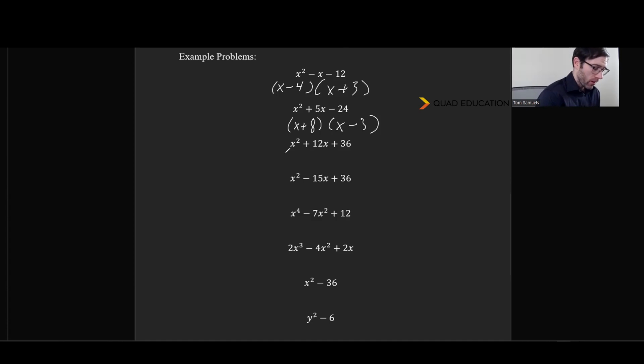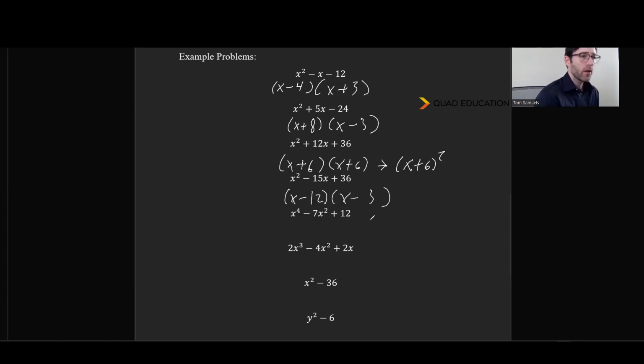Very standard. This next one here, we're going to have, well, what adds to 12 and multiplies to 36? That's just going to be 6 and also 6. So there we're going to have our nice perfect square, x plus 6 squared. And then for this next one here, we're going to have a minus and a minus. So what adds to 15 and multiplies to 36? That's just going to be -12 and -3.